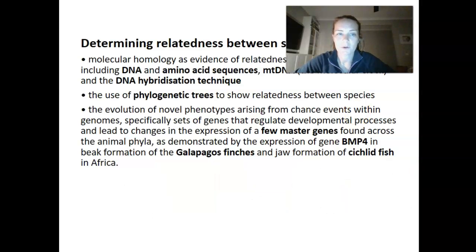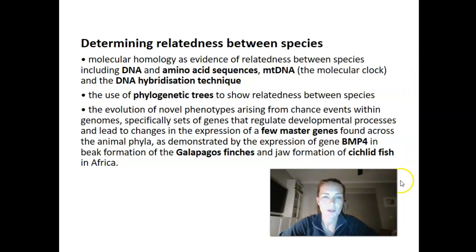Okay, so Chapter 11 focuses on this lot of key knowledge. Looking at molecular homology as evidence for relatedness between species, including DNA and amino acid sequencing, mitochondrial DNA, and DNA hybridization as a technique. We'll then look at phylogenetic trees and how they're used to demonstrate how related two species or a group of species are. And then we move on to look at an example of master genes, being the BMP4 gene, and how that has influenced the evolution of features in the Galapagos finches and cichlid fish in Africa.